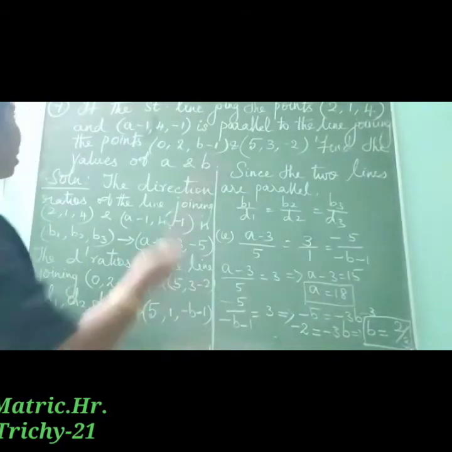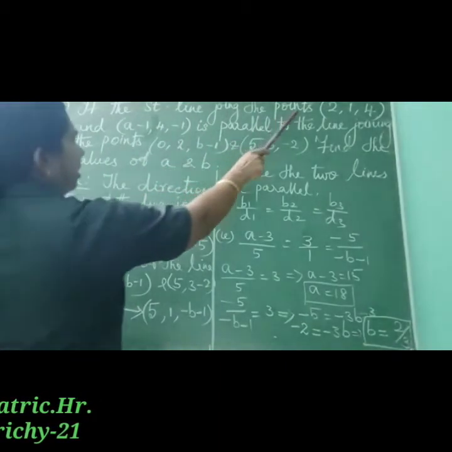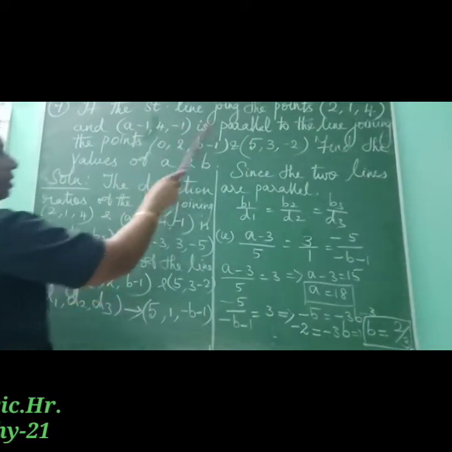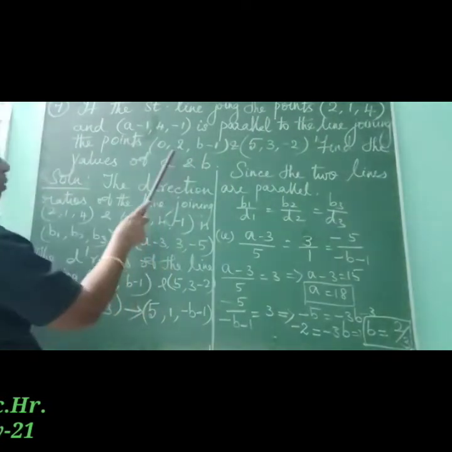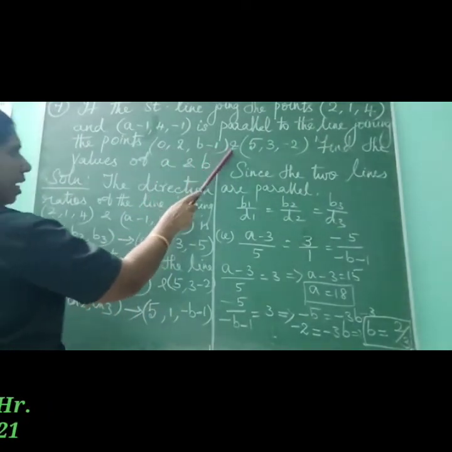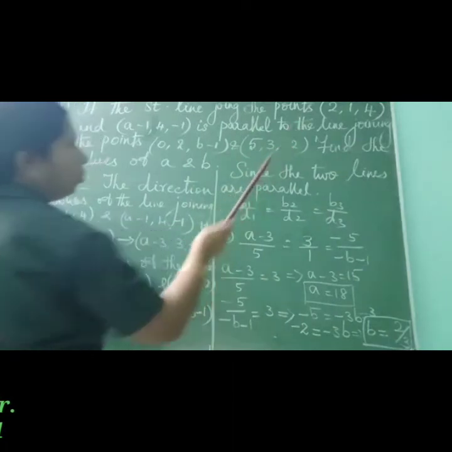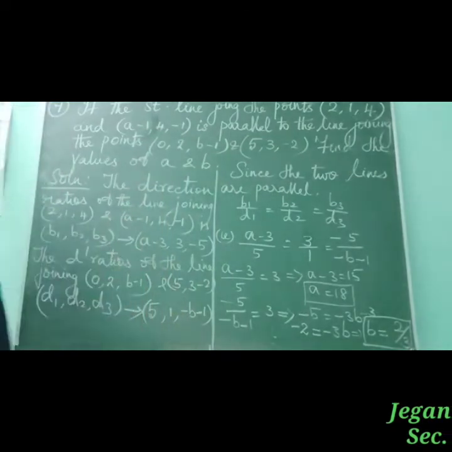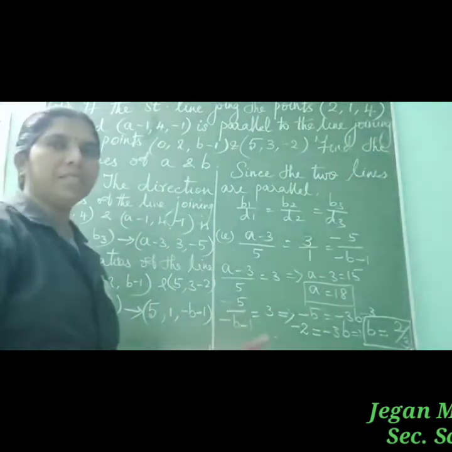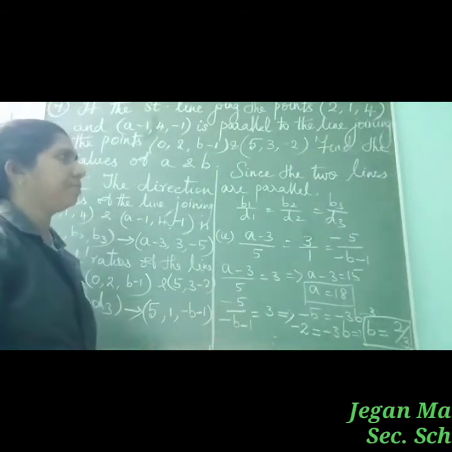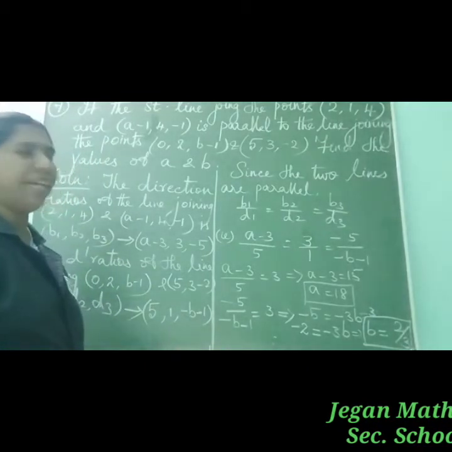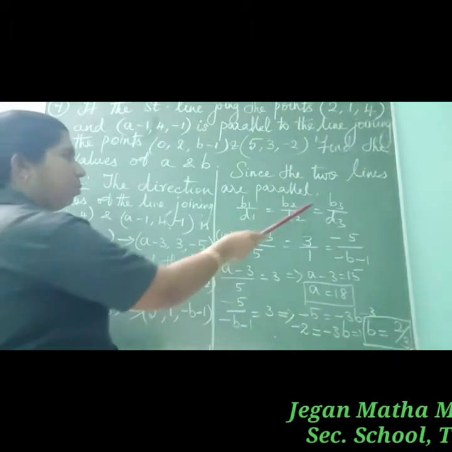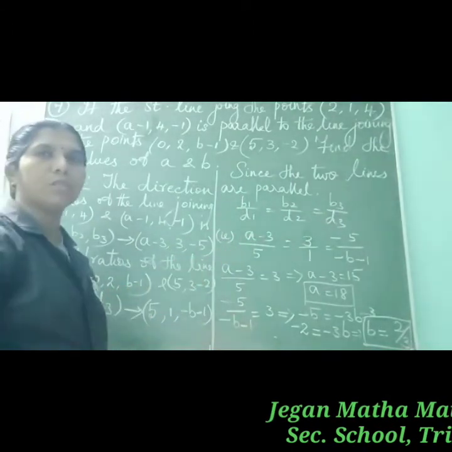Now the next question is: if the straight line joining the points (2, 1, 4) and (a, minus 1, 4) is parallel to the line joining another 2 points (0, 2, b minus 1) and (5, 3, minus 2). Here two unknown values are there, that is a and b. We want to find the values of a and b. The condition given is that the two lines are parallel. Now only we discussed the condition: b1 divided by d1, b2 divided by d2, b3 divided by d3, all these three ratios are equal.